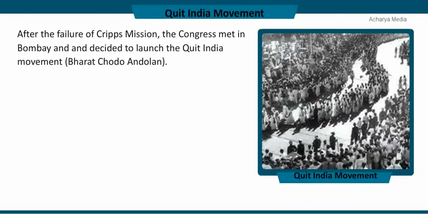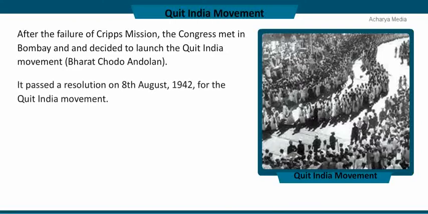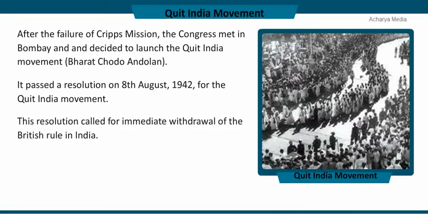Quit India movement. After the failure of Cripps' mission, the Congress met in Bombay and decided to launch the Quit India movement, Bharat Chodo Andolan. This resolution was passed on 8 August 1942. This resolution called for immediate withdrawal of the British rule in India. This mass struggle was to be non-violent in nature.